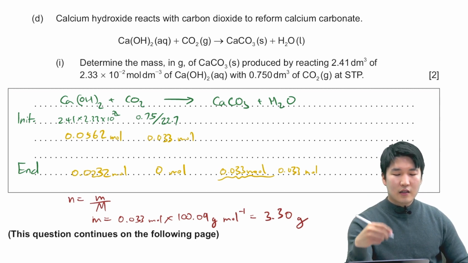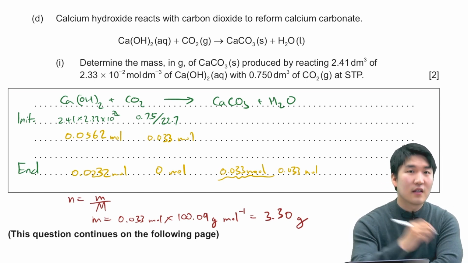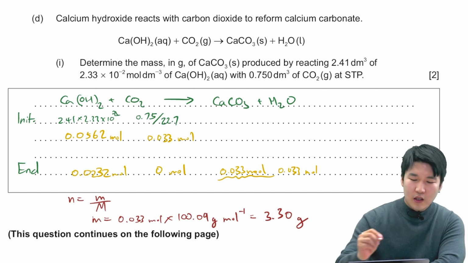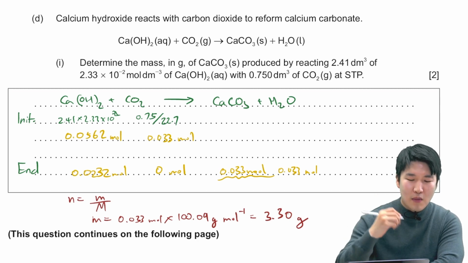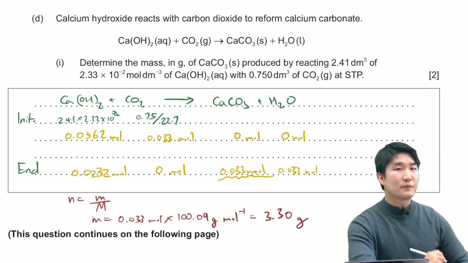The technique that I like when doing stoichiometric questions is to always write the initial amounts and the end amounts. What I'll input now is the initial amounts of our products, which you should already know should be 0 moles for both calcium carbonate and water.